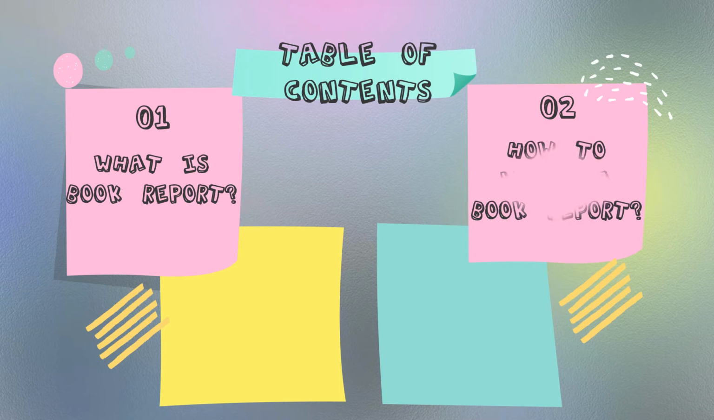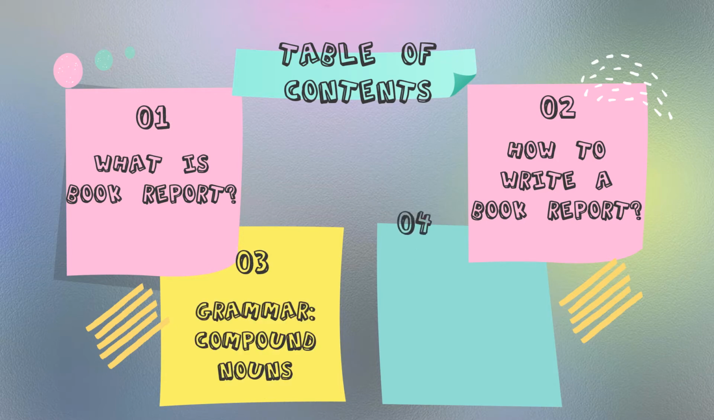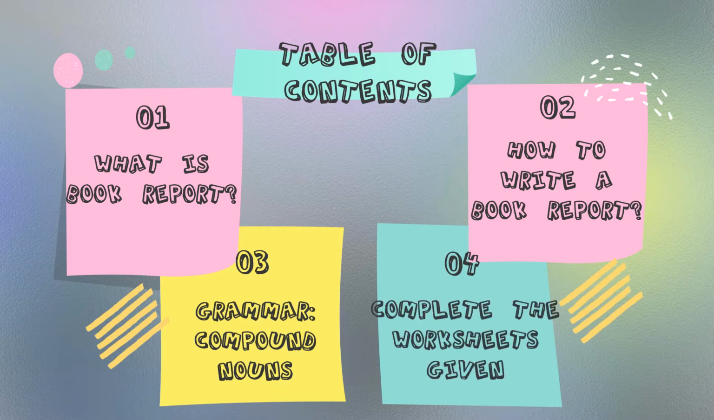Okay. Let's look at the table of contents. There are 4 sections. Number 1, what is book report? Number 2, how to write a book report. Number 3, you are going to learn about grammar, which is compound nouns. And number 4, complete the worksheets.